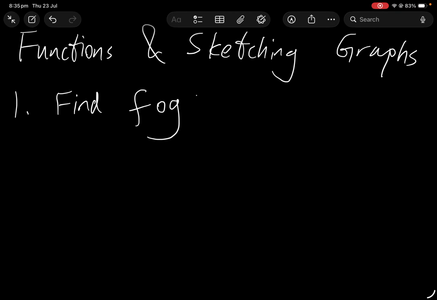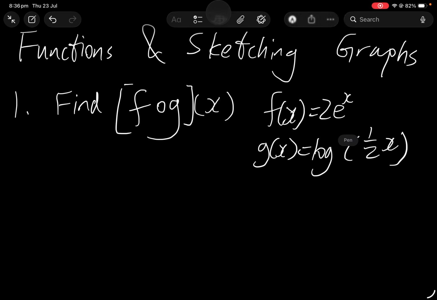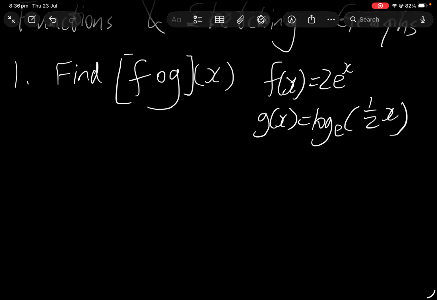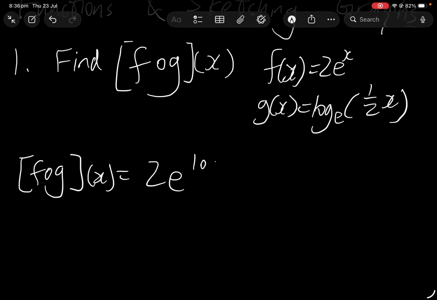So f inside g. I don't know how to say this. I forgot to say this. This is the question. Given that f of x is 2e^x and that g of x is log e of a half x. Okay, so basically f inside, this means g is inside f. So basically fg of x is f of x, but instead of x we put whatever is in g.